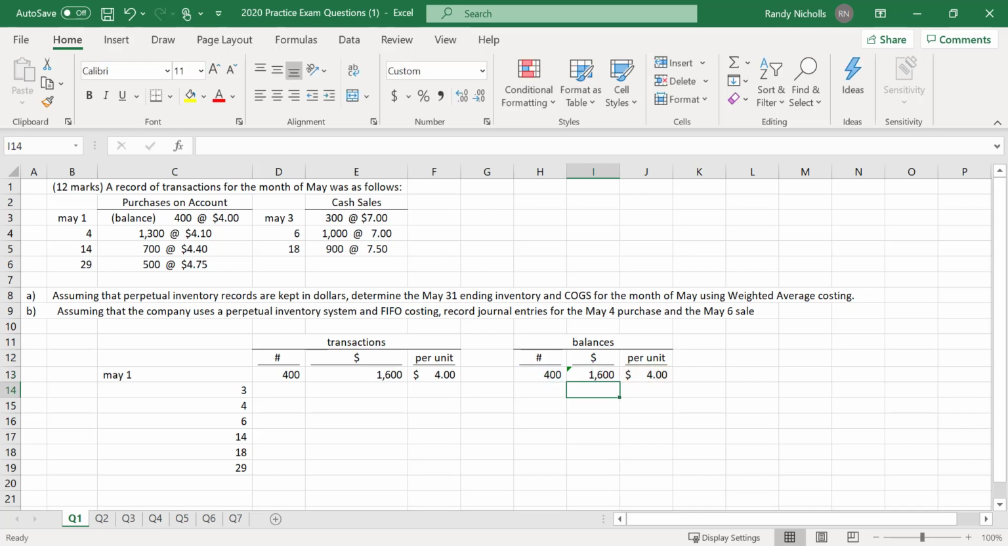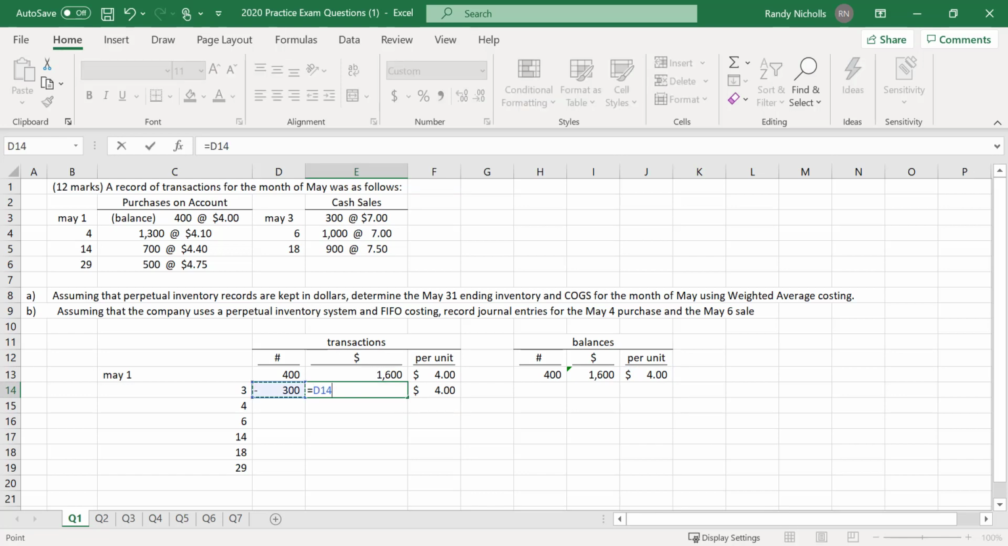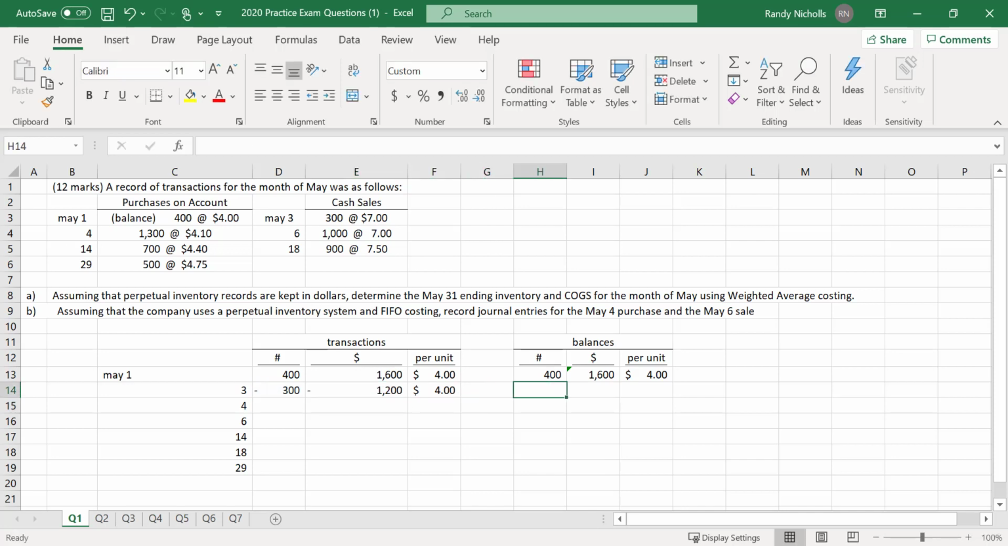Okay, now I'm just going to start dropping my transactions in. May 3rd I have a sale, so I sold 300. Now watch the dollars. I sold them for $7, but what I'm tracking here is my inventory, and my inventory is based on whatever my average cost is, which, given I only have one balance, it's the $4. So what's going to come out of inventory is 300 units at $4.